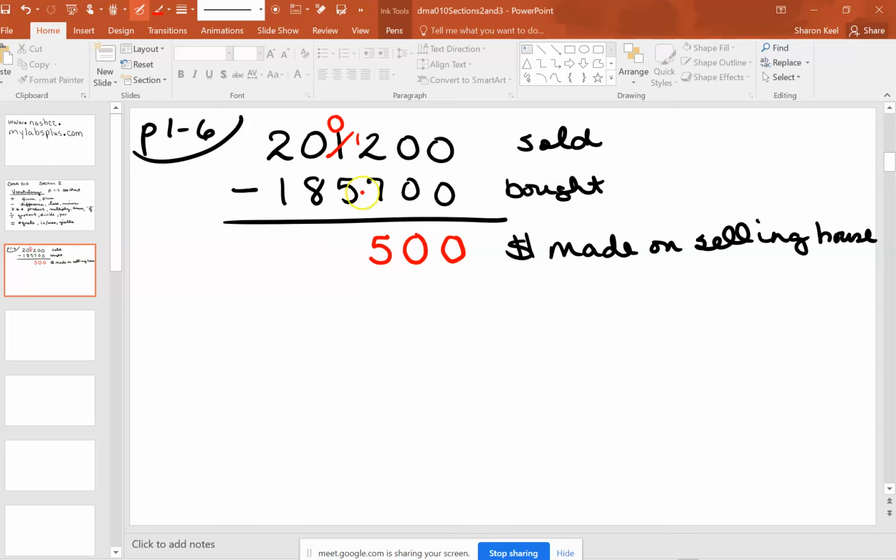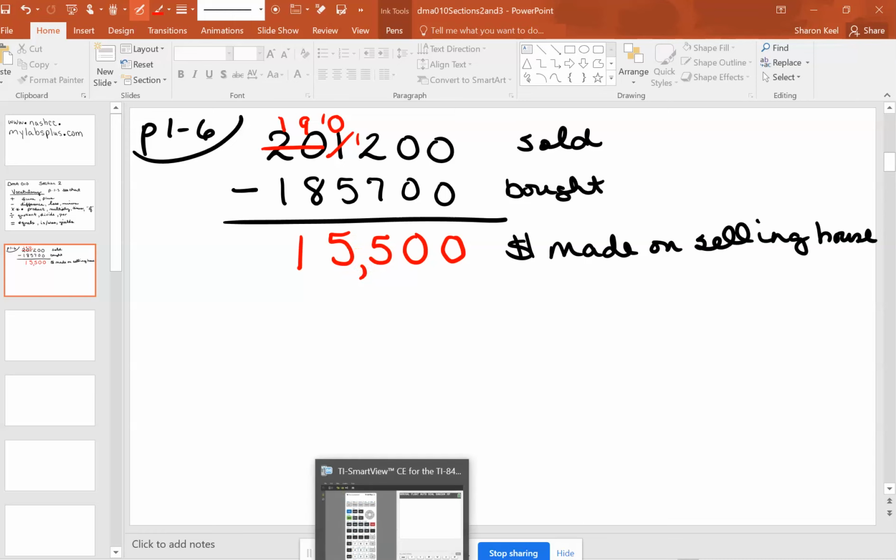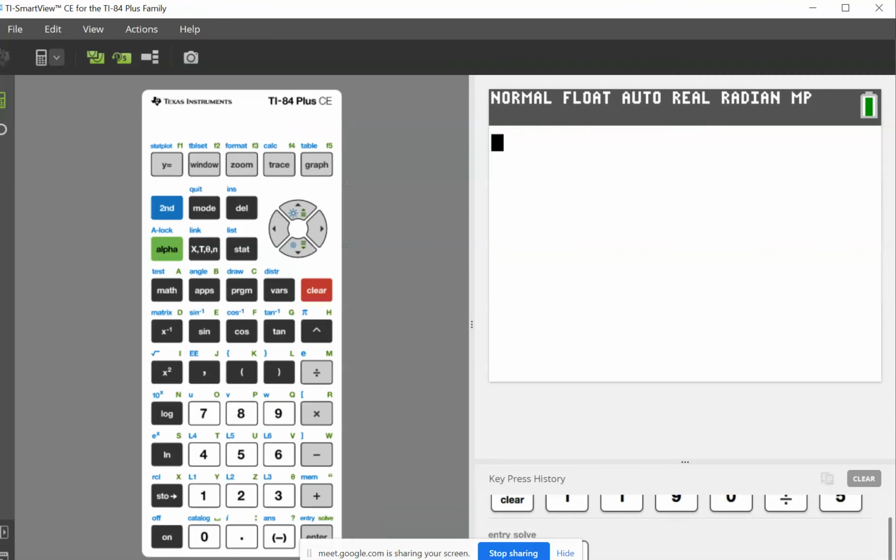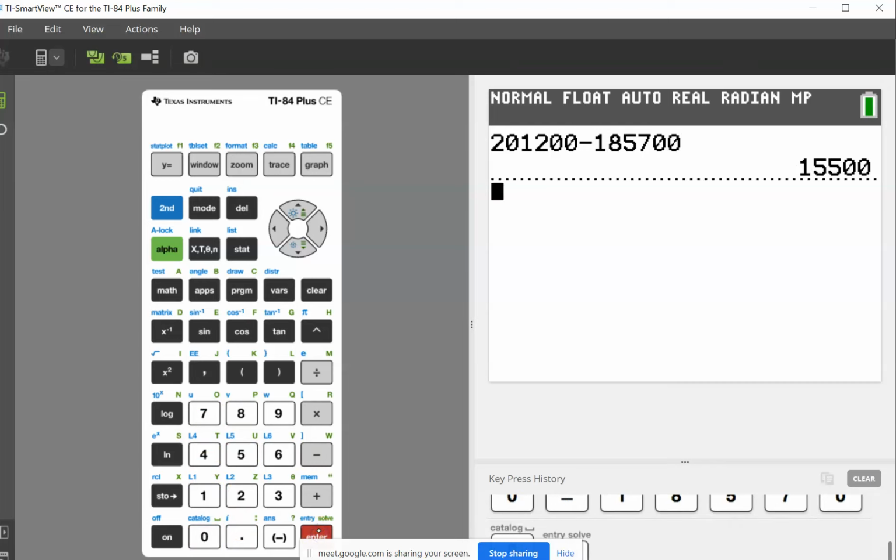We can't subtract 5 from 0. So what we're going to do, we can't borrow from a 0, so we're borrowing actually from the 20. The 20 is going to become a 19, and that 0 we had here would become a 10. So 5 from 10 would leave us with 5. 8 from 9 leaves us with 1, and 1 from 1 is nothing. So we would have $15,500 made on the sale of the house. If you're using your calculator, you're going to type in your 201,200 minus your 185,700, and you'll see that you get 15,500.